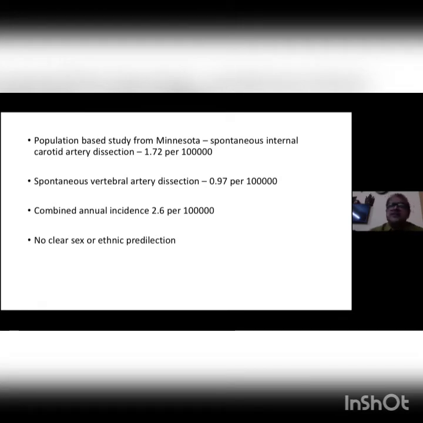A population-based study from Minnesota found spontaneous internal carotid artery dissection happens in 1.72 per 1 lakh population. Spontaneous vertebral artery dissection happens in 0.97 per 1 lakh population. The combined annual incidence of both carotid and vertebral happens in 2.6 per 1 lakh population.